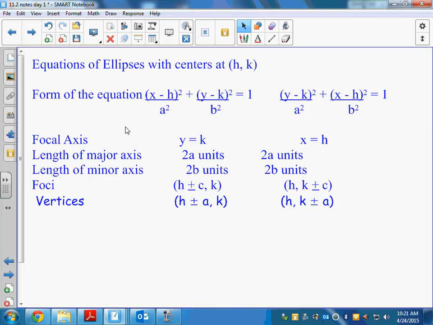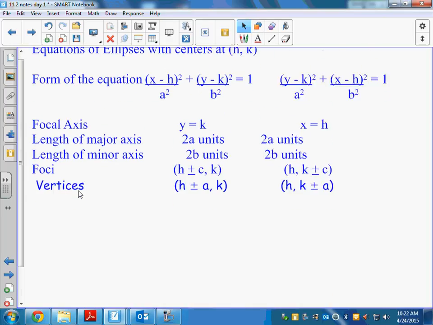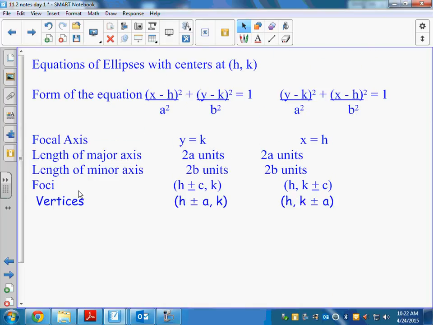The big things I want you to know is a tells us the major axis, b tells us the minor axis, and whichever one's under the biggest number tells you which way it opens. And then the foci are on the same line as the major axis. The vertices are the endpoints. We'll talk about that in a minute. We're going to spend a couple days on this, so hopefully it'll make more sense. But these are your 2 pages that you want to look at.